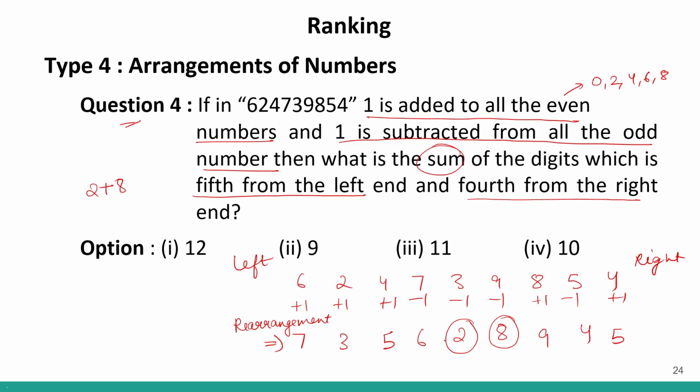So if you look from the left, 1, 2, 3, 4, 5, fifth from the left was 2, and fourth from the right, 1, 2, 3, was 8. We have to find their sum. So 2 plus 8 will give me 10. So my answer will be option number 4, 10.